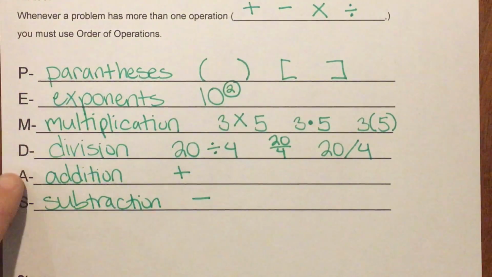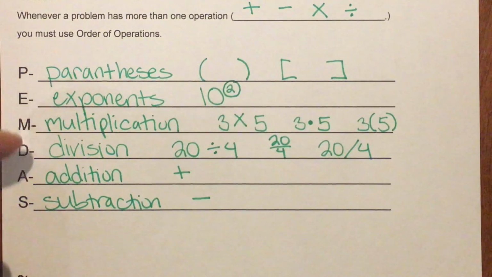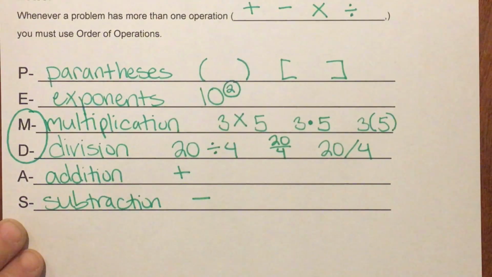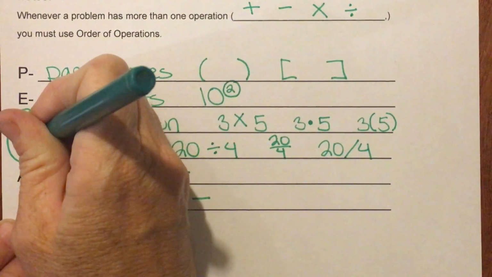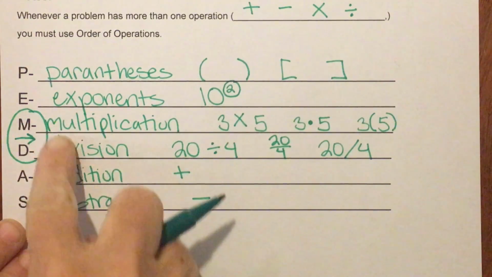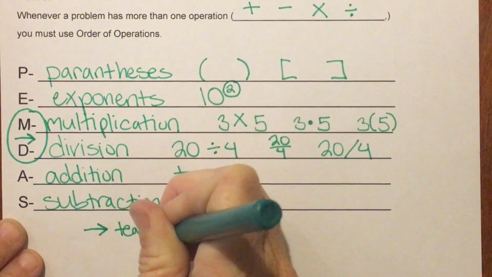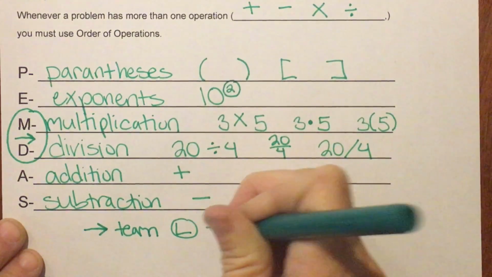So PEMDAS, again, is just a word that helps us remember the order. Now, one more thing to add to our PEMDAS, which makes it a little more tricky, is M and D, multiplication and division. You've kind of learned since 3rd grade that multiplication and division work together, like in the fact families. So 3 times 5 is 15, and 15 divided by 5 is 3. So they work kind of as a team. Well, in PEMDAS, they also work as a team. So when you come to multiplication and division, the team works together left to right.